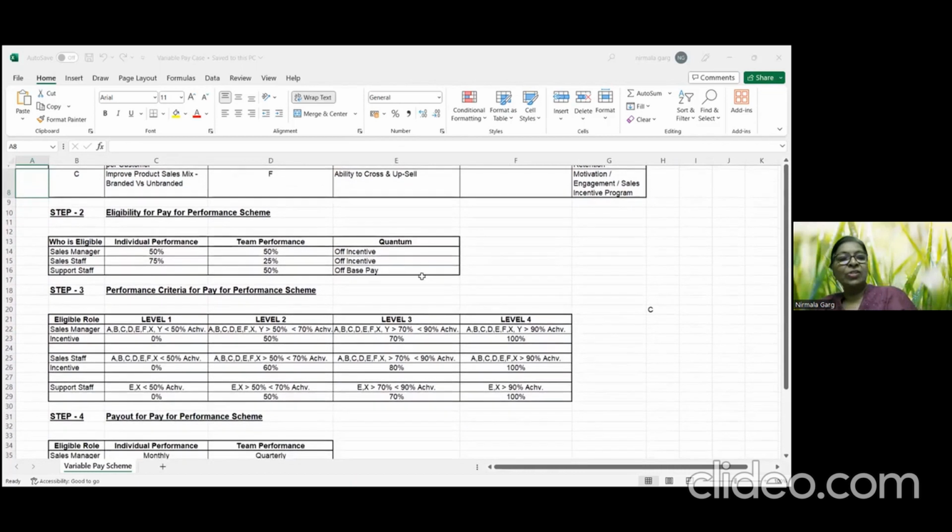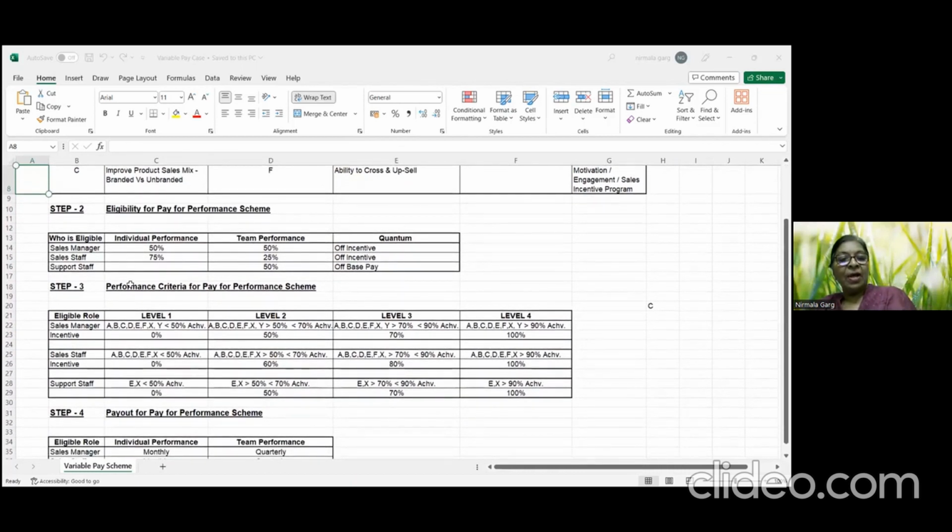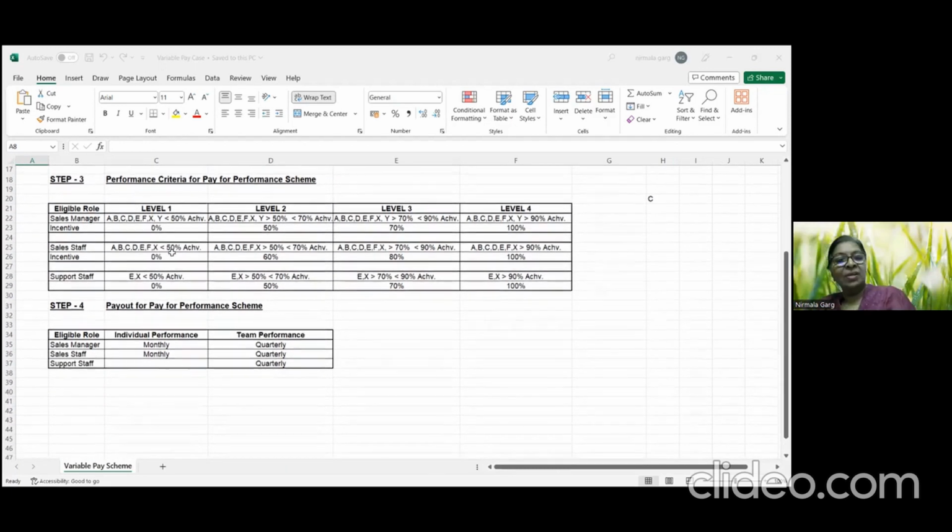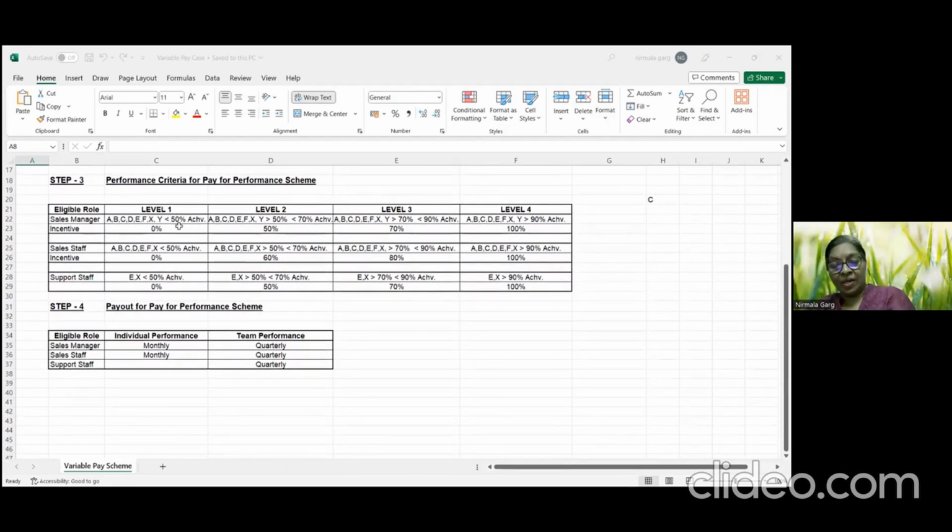Step 2, list out all the people who are eligible, and then write what percentages you want to give them as a part of their salary, which is variable pay. Then step 3, do the criteria in terms of level 1, level 2, and level 3 only, differentiating targets, saying that if they have achieved level 1, which is lower, level 2 a little higher, and level 3 a little higher. So list that out and then the payout.